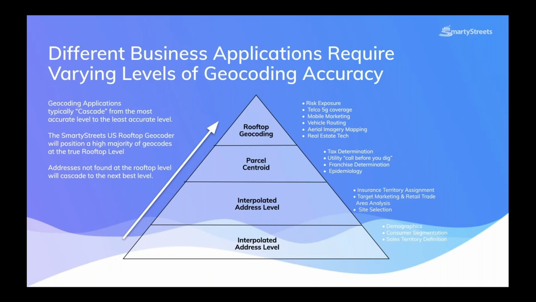Now geocoding applications typically cascade, and in the industry we call this cascading, from the most accurate level to the least accurate. So the SmartyStreets rooftop geocoder positions a high majority of geocodes at the true rooftop level, and then addresses not found at the rooftop level will cascade down, most of the rest to Parcel Centroid or some to an address level, and the rest at ZIP4. So that's how the geocoding technology cascades and how it works.